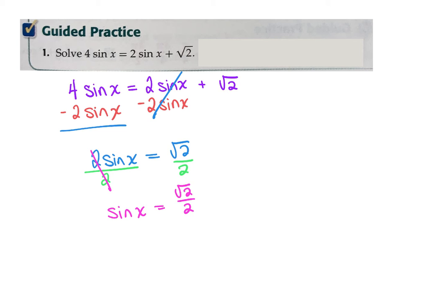In the first and fourth quadrant, there is only one angle that gives you a sine value, square root of 2 over 2. Remember, your sine value is your y value, right? So what angle gives you that? 45. Yeah, 45. And in radians, it would be pi over 4. So x equals pi over 4 or 45 degrees. I will take either one of those.